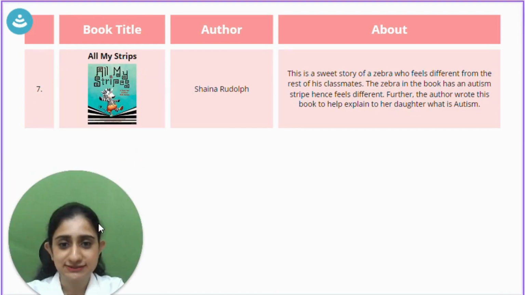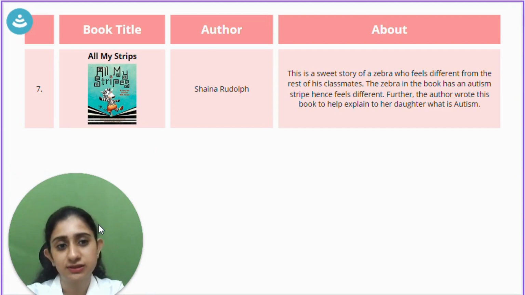The next book is titled All My Stripes by Shaina Rudolph. This is a sweet story of a zebra who feels different from the rest of his classmates. The zebra in the book has an autism stripe, hence feels different. Further, the author wrote this book to help explain to her daughter what autism is.